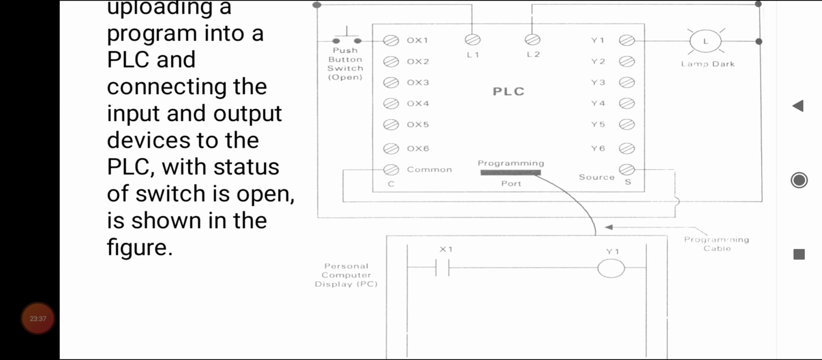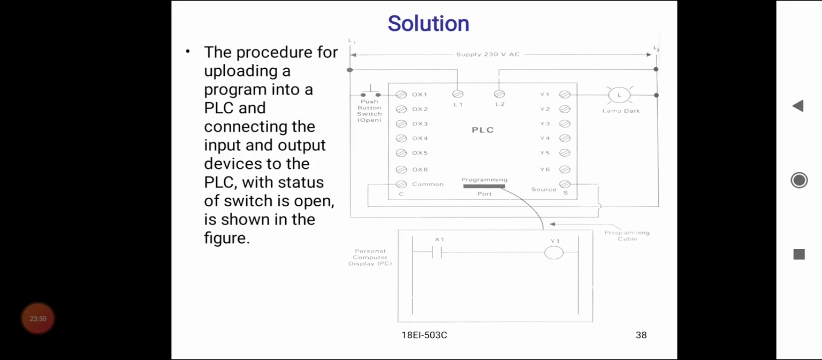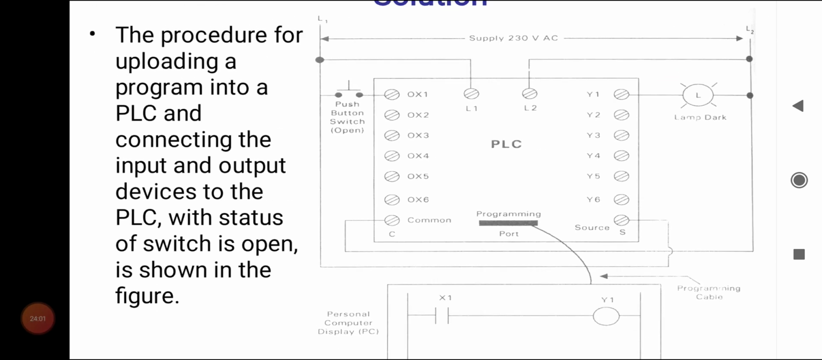It has a rung 1 and rung 2. Input sensor is connected to the output device. Lamp is dark. When the push button switch is open, the lamp is dark, and when the push button switch is closed, then the lamp glows.